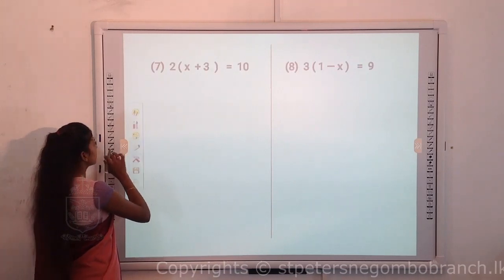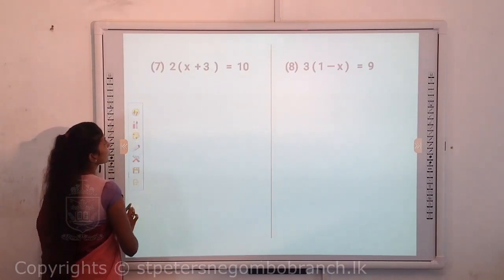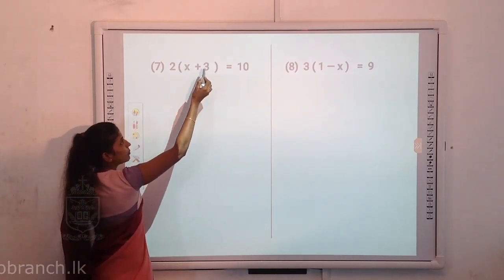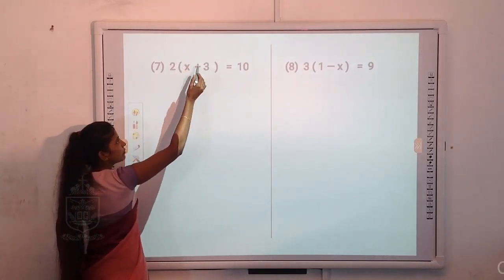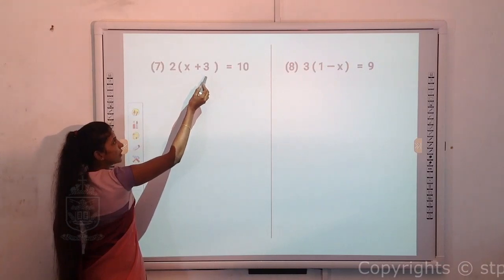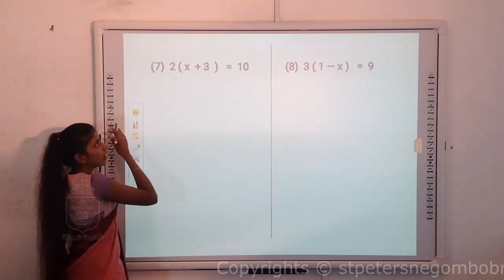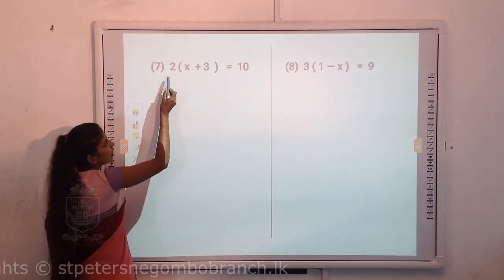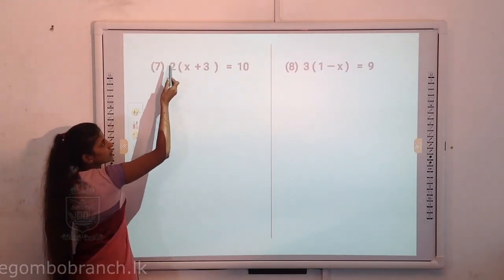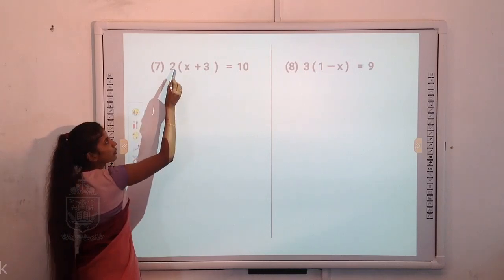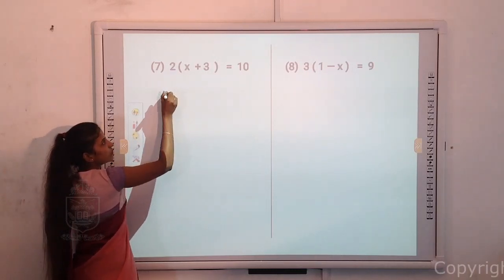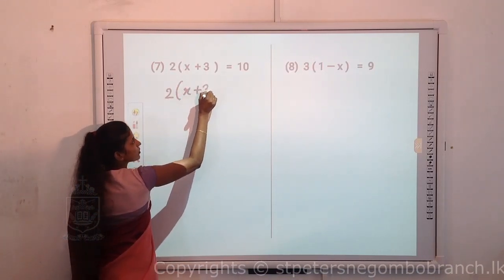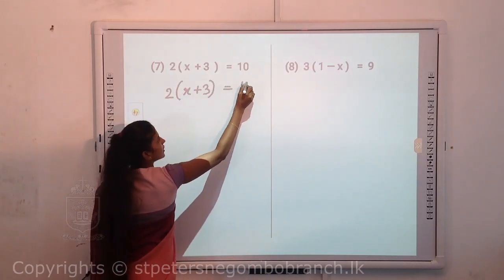So let's see how we can solve this. The first method: here the meaning of the bracket is that x plus 3 is multiplied by the outside number 2. So in the first method, you can cancel this 2 from this side. How can you cancel? I told you the meaning of the bracket is multiplication. Here, 2 multiplied by x plus 3 equals 10.